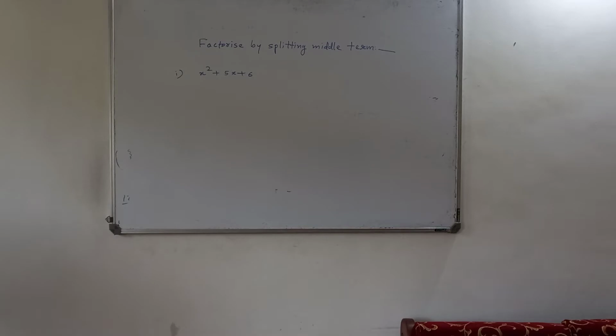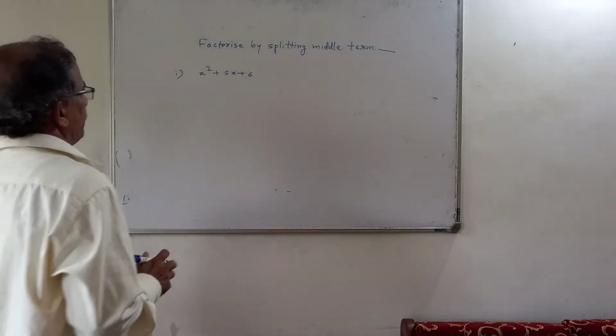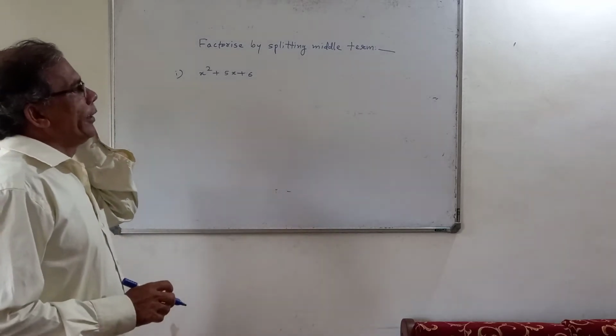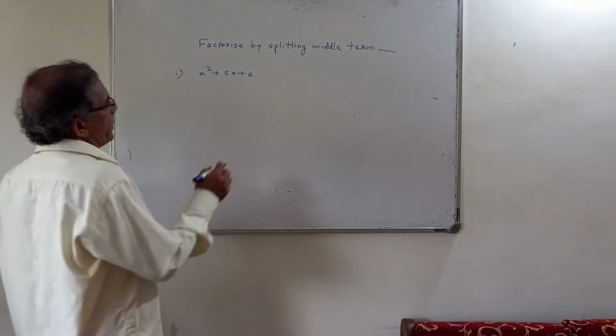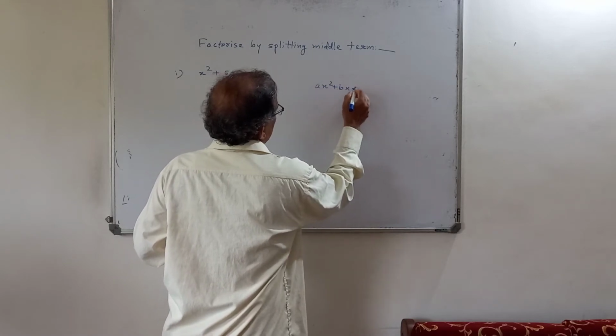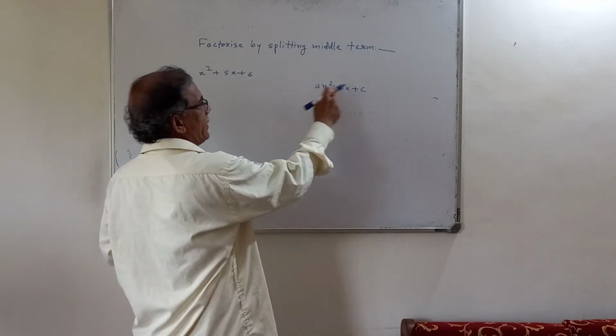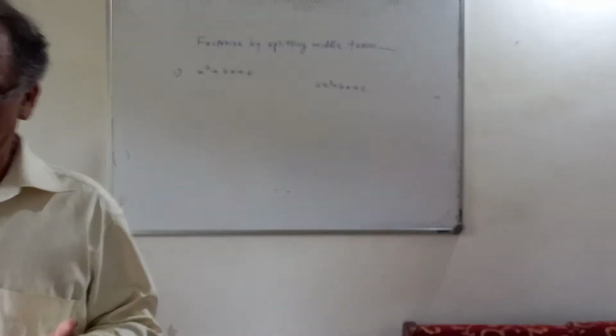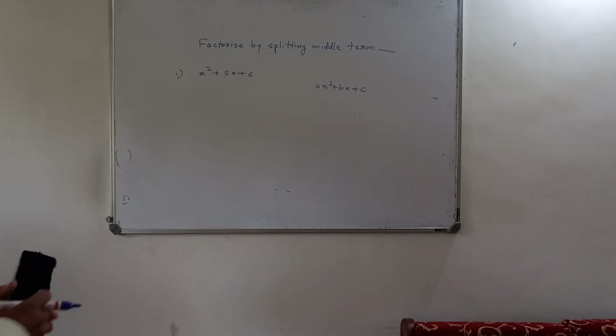Now next part, factorize by splitting middle term. A quadratic polynomial of the standard form. Standard form is what? Ax square plus bx plus c. X square term must be there, x term and c term. Can be factorized by splitting middle term.